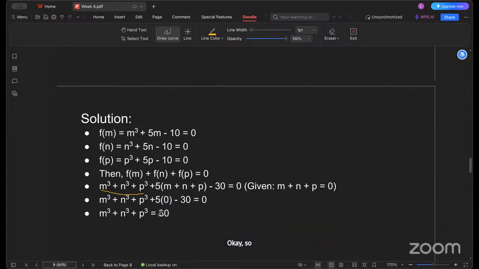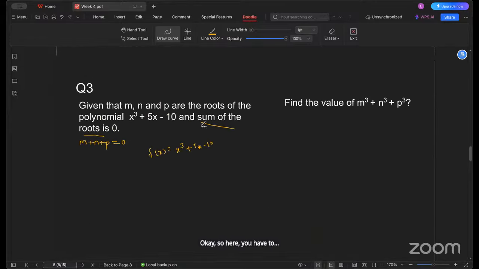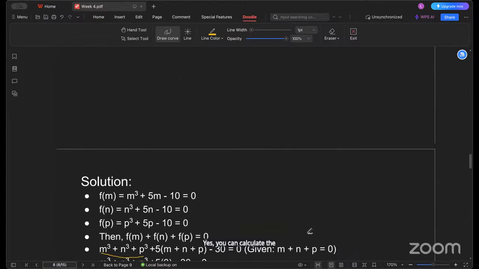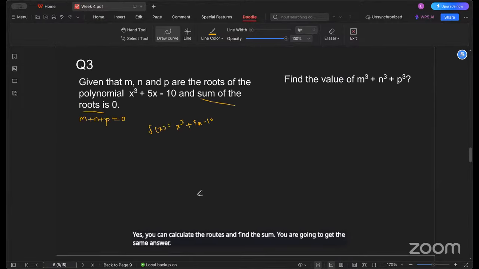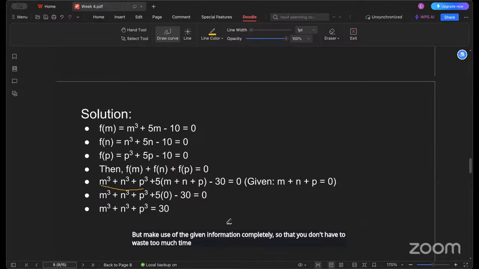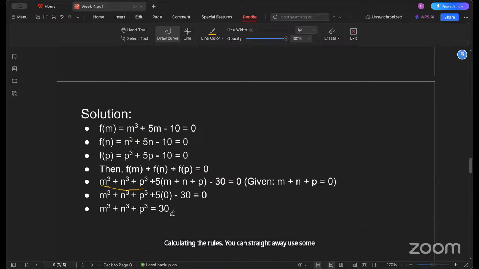So here you have to make use of all the given information. You may think, how do you know that we can use the shortcut? Why can't we simply calculate the roots and find it? Yes, you can calculate the roots and find the sum. You are going to get the same answer. But make use of the given information completely so that you don't have to waste too much time in calculating the roots. You can straight away use some tricks and find the answer.